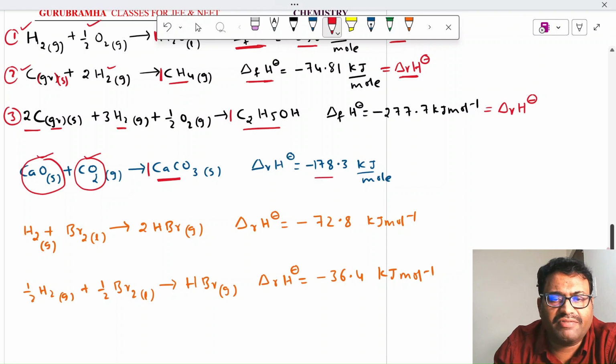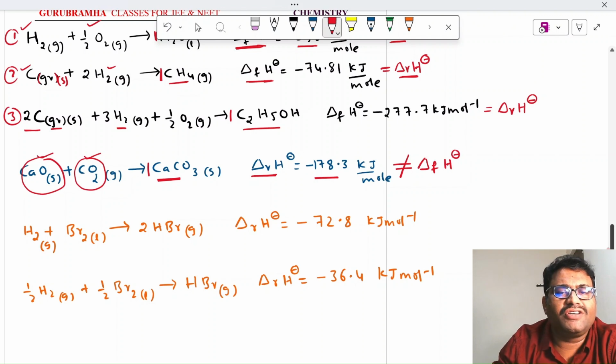During this reaction, there will be some heat energy involved. There is a change in the enthalpy. This change in the enthalpy is called the standard enthalpy of a reaction. Can I call this standard enthalpy of reaction the standard enthalpy of formation? No, I cannot call it. Why? Because this reaction is not satisfying the definition of standard enthalpy of formation. Okay.